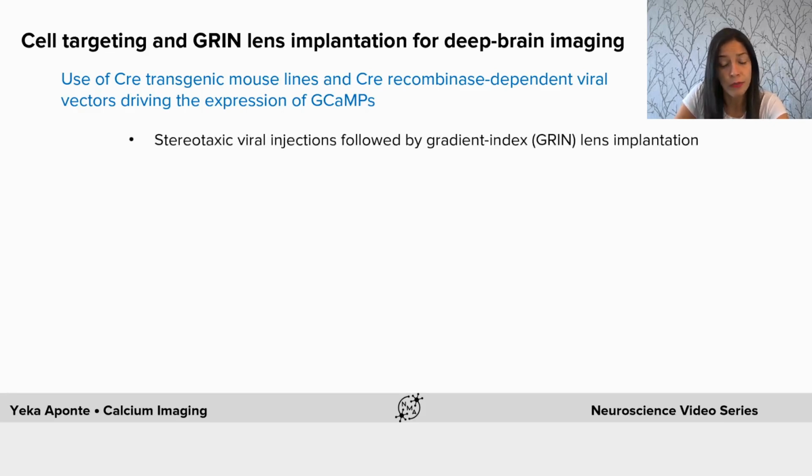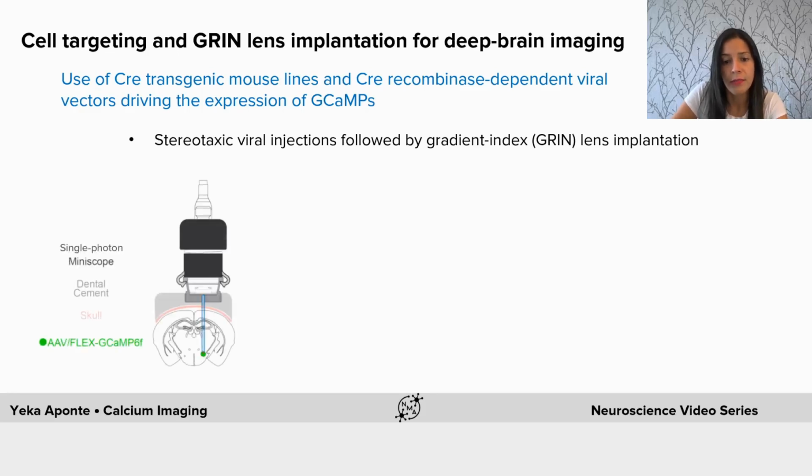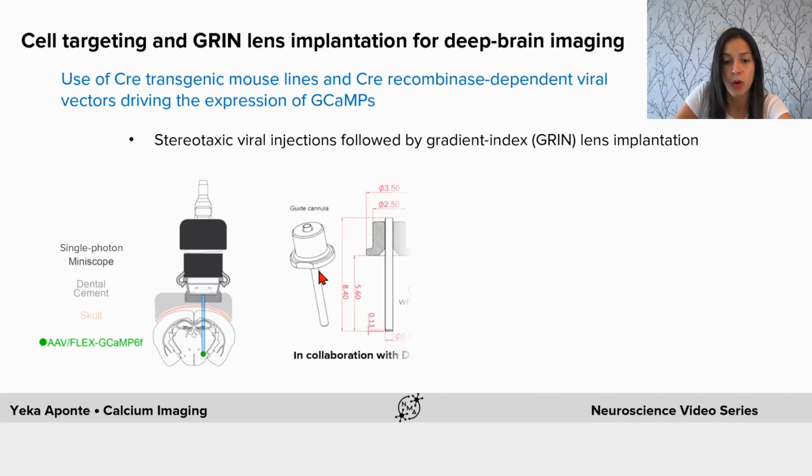So after recovery from viral injections and GRIN lens implantation, we're able to measure the changes in fluorescence as an indicator of neuronal activity. So this schematic shows you the expression of GCaMP6 in the lateral hypothalamus and a GRIN lens chronically implanted and fixed to the skull with dental cement to record those neurons using a single photon miniscope in freely moving mice. Now, we also designed a chronically implantable guide cannula in collaboration with Doric Lenses, which allows for the insertion and removal of GRIN lenses across sessions.